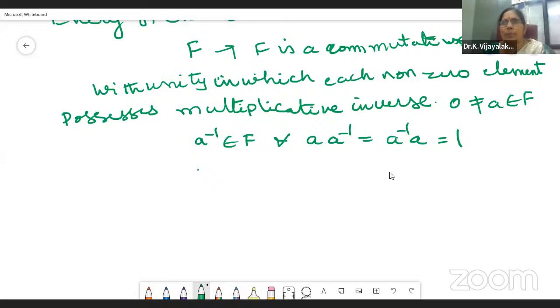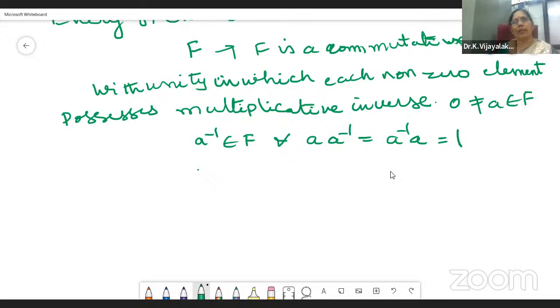Always analyze two things: what is given and what you have to prove. Here, given that F is a field and you are asked to prove that F is an integral domain. What is the point missing between field and integral domain? The integral domain is a commutative ring with unity that has no zero divisors. Field is a commutative ring with unity in which each non-zero element possesses multiplicative inverse. So this third point is the only difference.